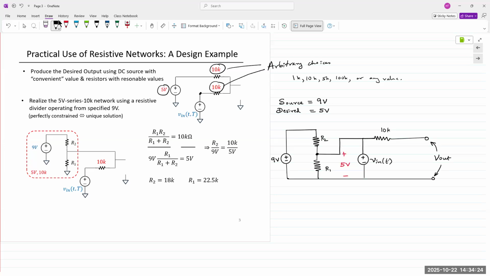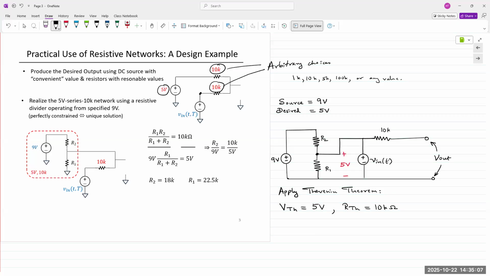We have a source of a certain value. We have resistors of a certain value. Those resistors should combine and give us a specific value of 10 kilo ohm. That means we want the desired Thevenin resistance to be equal to 10K. So if we apply Thevenin theorem, our desired VTH, Thevenin voltage, is 5 volts. Our desired Thevenin resistance, RTH, is 10 kilo ohms.